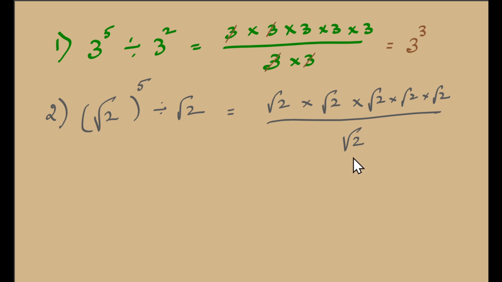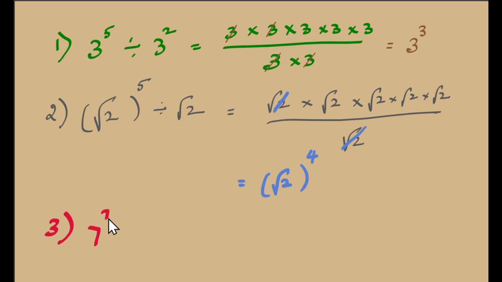So we cancel the common factors. This gets cancelled, and we are left with square root of 2 raised to the power 4. For those of you who are aware of what square root of 2 is, you will know how to simplify this, but it is okay if you don't simplify. Just treat it as a variable and let it be like that. And let's have another example.